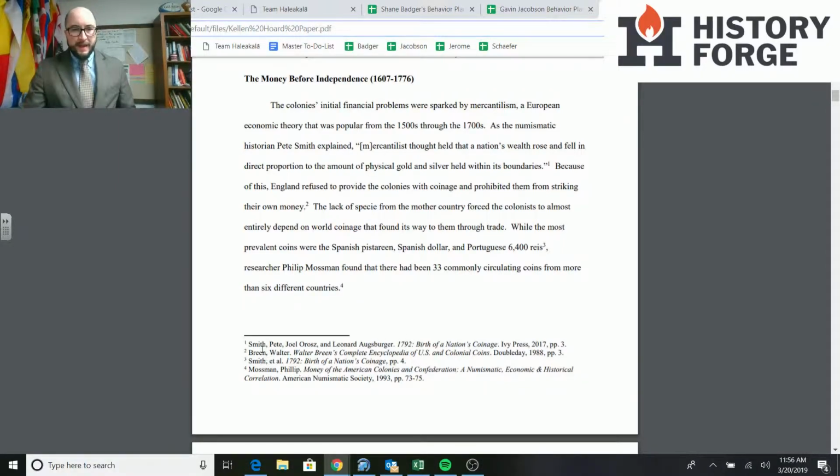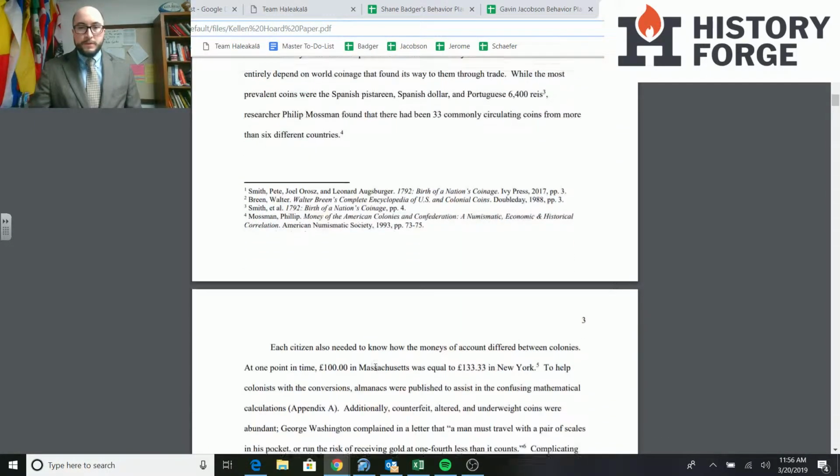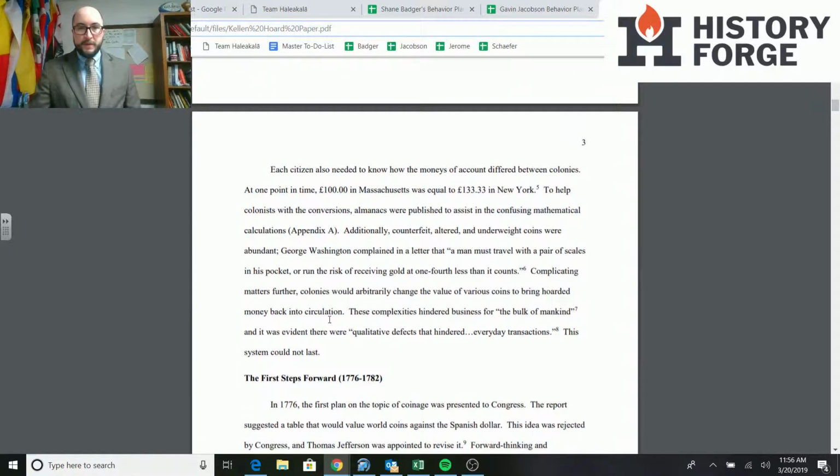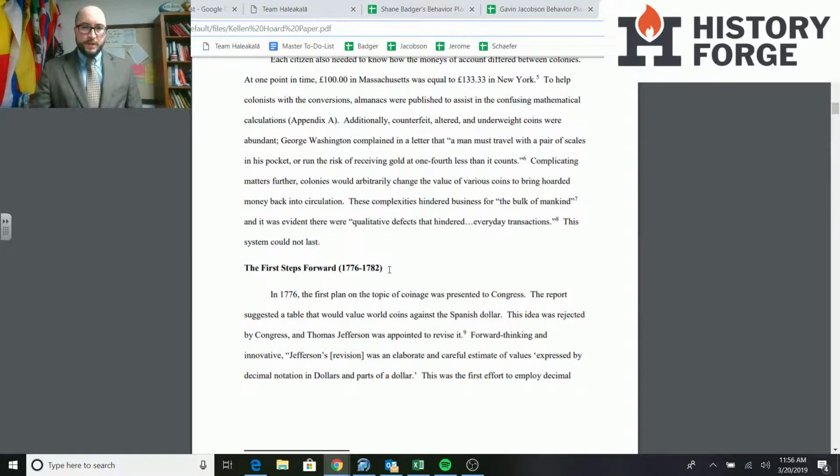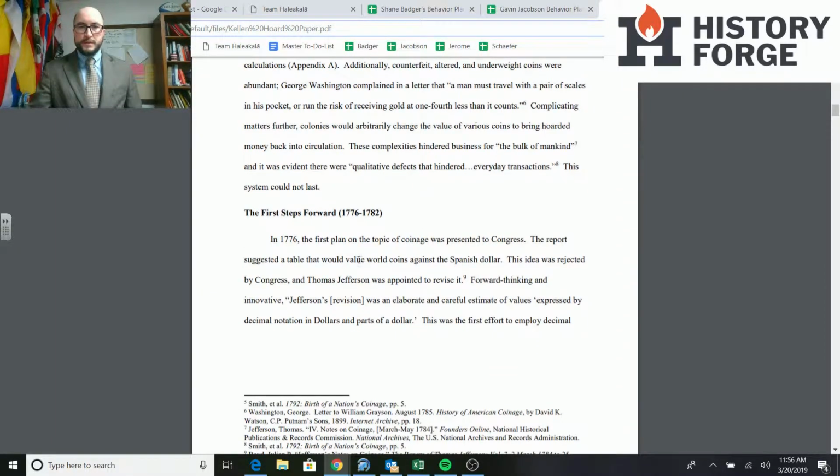And you see how they have the different footnotes here. So every single time it's a new book or a new article, new website, whatever, you need a new one. So scrolling down, we'll see that there's another paragraph about context. And then we have a new section now, the first steps forward, 1776 to 1782. And again, this is just another way of them telling us, okay, we're moving on to a new section. It's kind of helping with transitions. And so now we're probably getting into the thick of it.